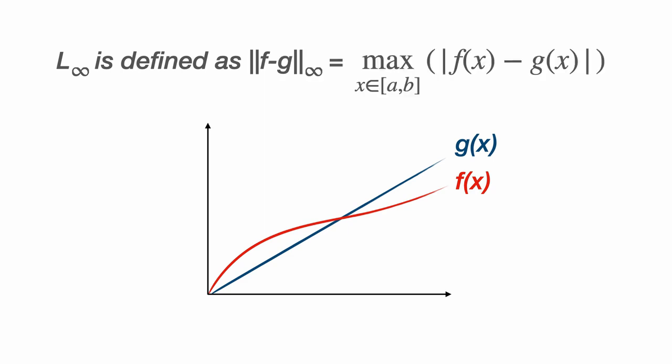It's hard to get a visual representation for what an LP norm for continuous functions looks like when p is greater than 2. But I want to finish with the L infinity norm for functions. It's pretty simple and very similar to the L infinity norm for vectors. The L infinity norm of f minus g, where f and g are continuous functions on the interval a to b, is defined as the maximum of the absolute value of f of x minus g of x along the interval. Or to put it simply, it's the largest difference between f of x and g of x.